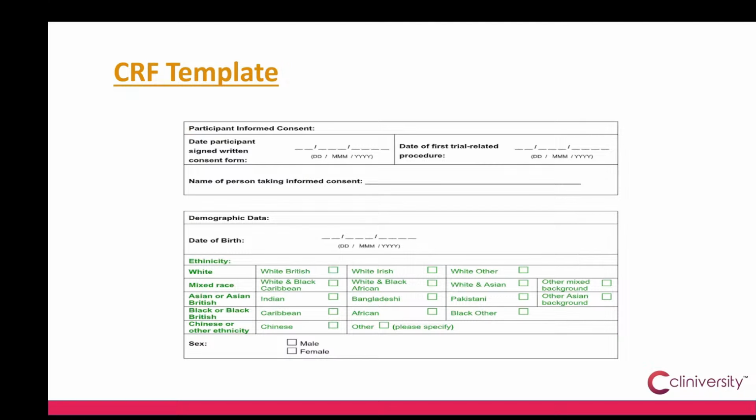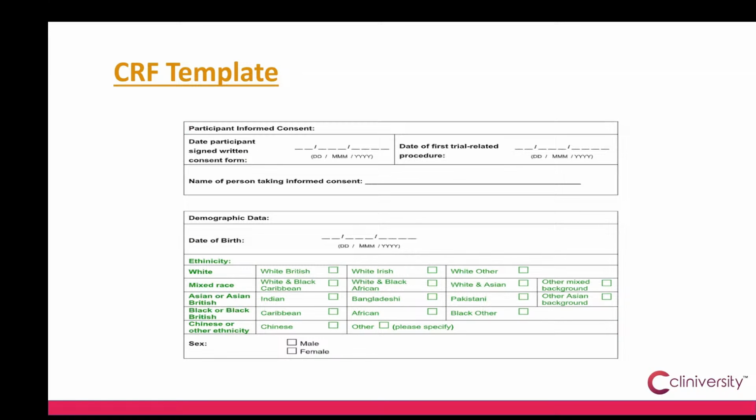So this is an example template of a case report form. Patient informed consent, whether it is taken or not. So we need to write. It's a blank template. We'll be mentioning, yes, informed consent has been taken. Then the date the participant signed the informed consent form. You're going to mention the date when the participant has signed the informed consent form, the date of first trial related procedures, and the name of the person taking informed consent. So the investigator name, who's taking the informed consent from the subject.